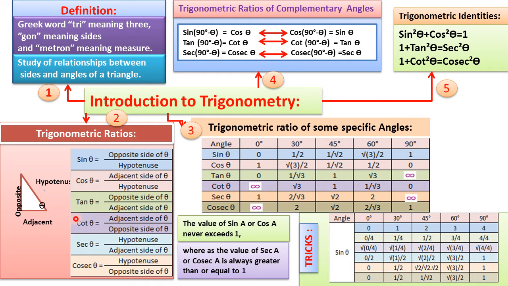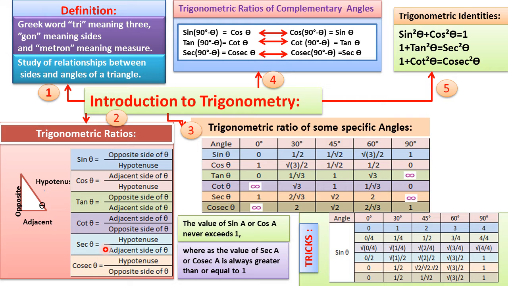And then cot theta. Cot theta is the reciprocal of tan theta. 1 by tan theta gives me cot theta. So it is just a reciprocal: adjacent side divided by the opposite side of the angle theta.